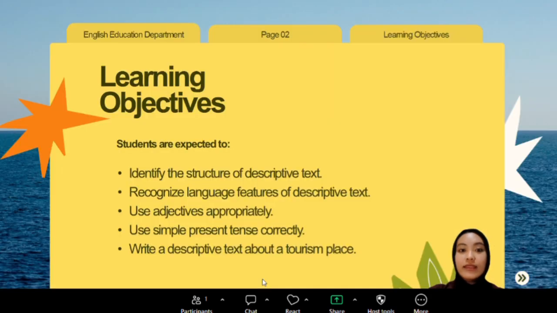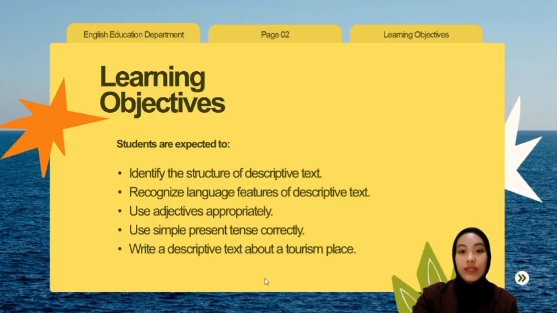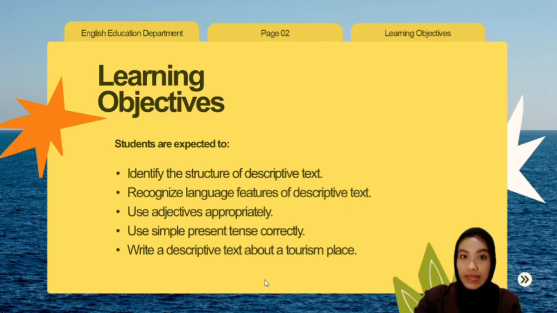And the next slide is about learning objective. The learning objectives of this module are shown on this slide. At the end of the lesson, students are expected to identify the structures of this descriptive text and recognize their language features. Students are also expected to use adjectives appropriately and apply the simple present tense correctly.